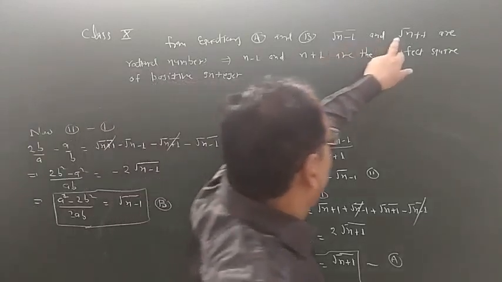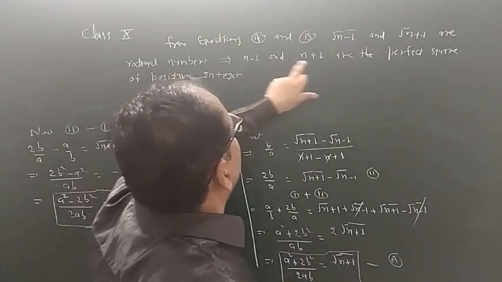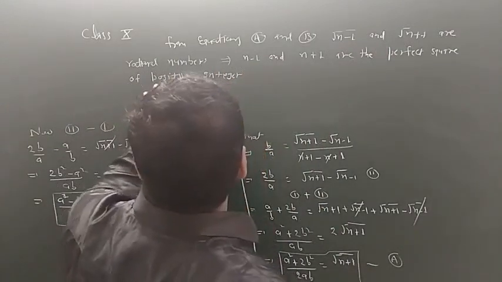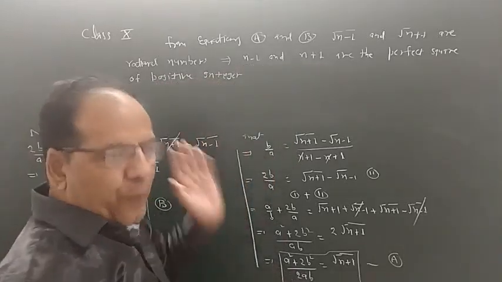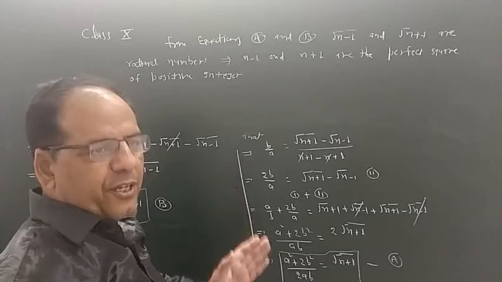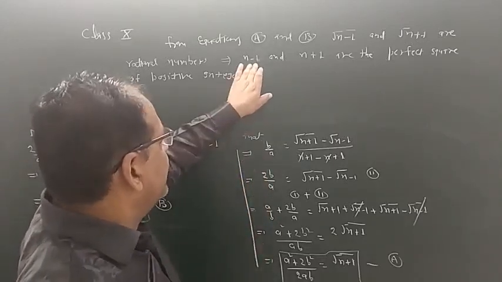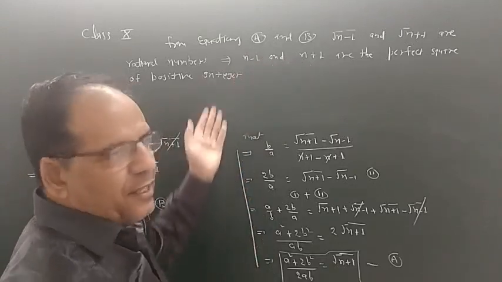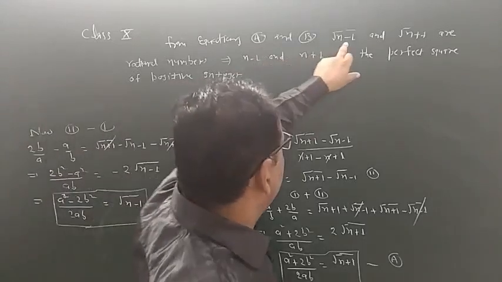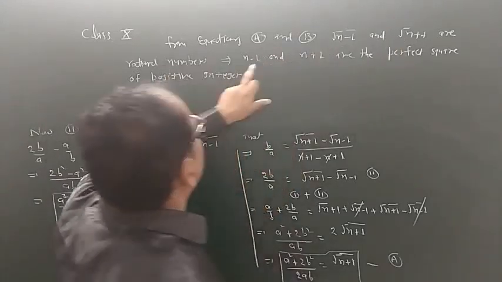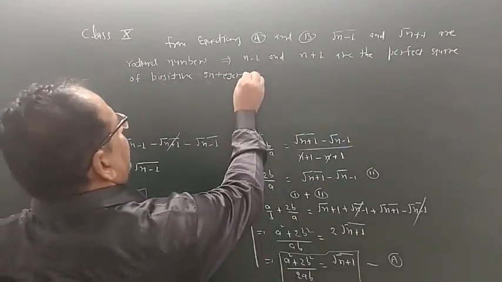Under root n minus 1 and under root n plus 1 are rational, and if these values are rational, certainly n minus 1 and n plus 1 are the perfect squares of positive numbers. That means n minus 1 and n plus 1 take the place of 1, 4, 9, 16, 25, etc. Because if we take at the place of n minus 1, n plus 1 other than the perfect square, the values become irrational numbers. So therefore certainly n minus 1 and n plus 1 are the perfect squares of positive integers.